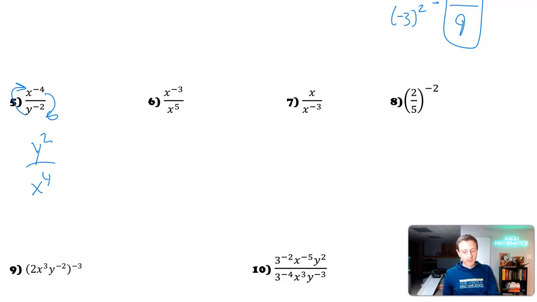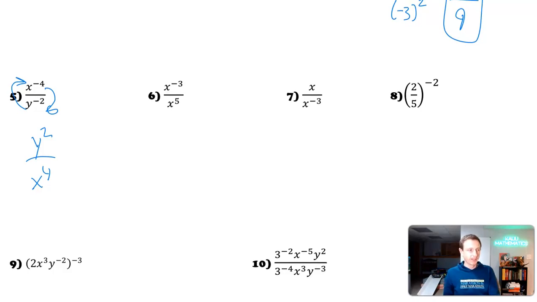Number 6 is interesting because now we have the same variable. I have x to the negative 3 over x to the fifth. So I have the same variable, where on number 5 I didn't have that. I had x and y, so I couldn't simplify that. So now we have to understand our exponent rules. If I have x to the fifth over x to the second, our exponent rule for division is when we're dividing by the same base, we subtract. So this is going to become 5 minus 2, which is 3, so x to the third.